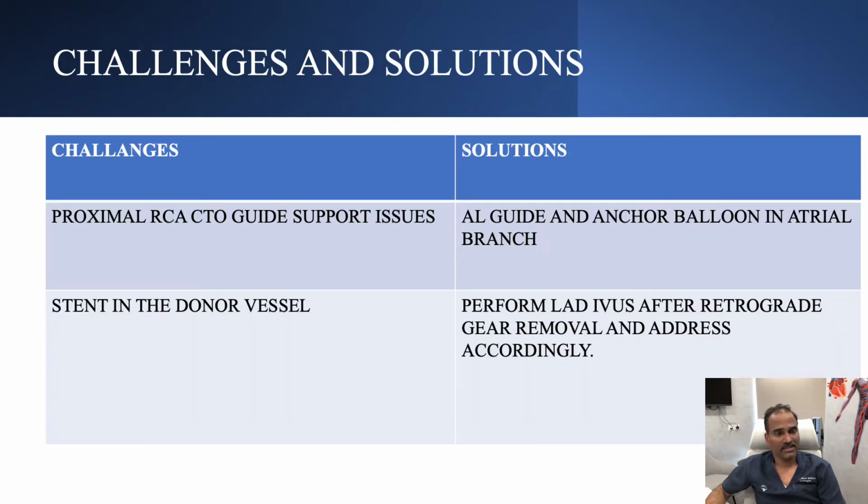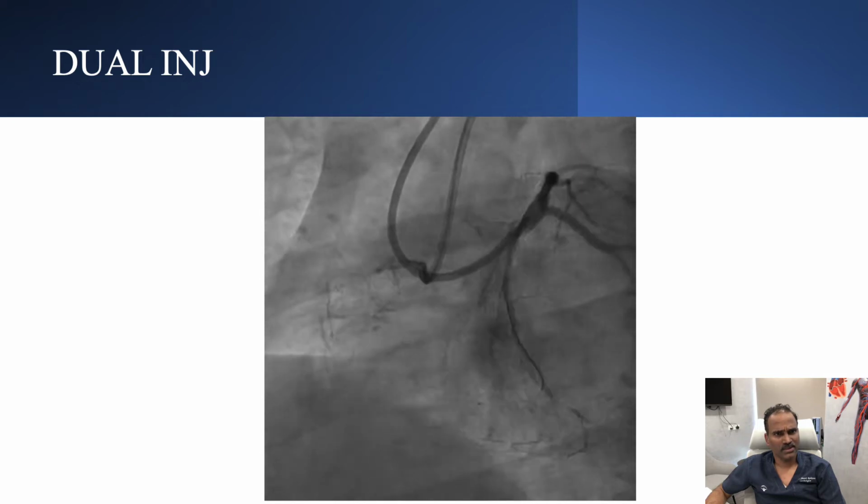The major challenge in this case is that it's a proximal RCA CTO, and the guide support is going to be a big issue during the procedure. We can take an AL guide, and also we can take an anchor balloon from an atrial branch if needed. Stent in the donor vessel is another challenge. So when you go retrograde, I think you have to do intravascular ultrasound after coming out of the retrograde vessel to re-optimize the LAD stent. So this is what we have done.